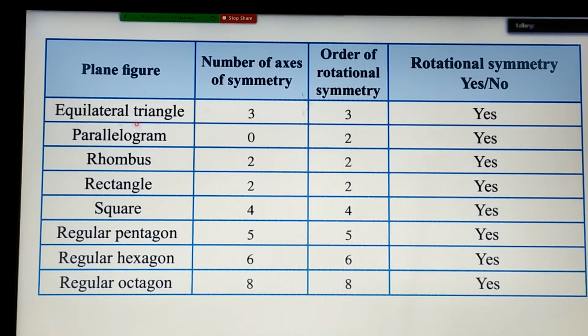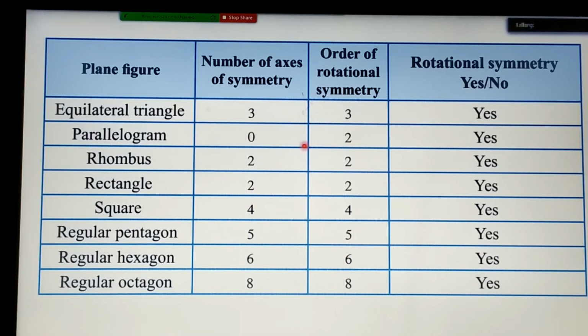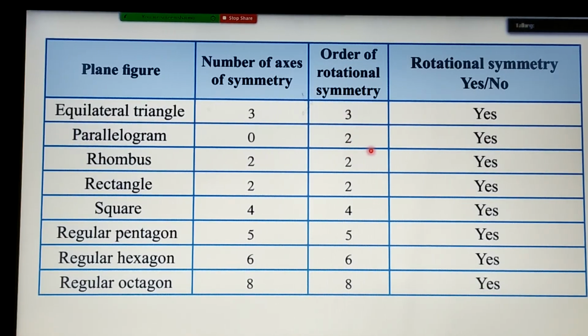Here is the parallelogram. Can you remember, very important: number of axes of symmetry 0, order of rotational symmetry 2. Here the number of axes of symmetry is 0 but it has rotational symmetry. Here the order of rotational symmetry is 2. Rhombus, number of axes of symmetry 2. Order of rotational symmetry also 2. It means it has rotational symmetry.